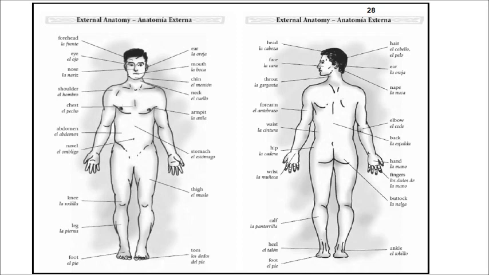And then to the right of the screen, where you're seeing the patient's back, some other terms are head, cabeza, hair, pelo, throat is garganta, forearm, antebrazo, elbow is el codo, back is la espalda, the waist is la cintura, hip is la cadera, wrist is muñeca, hand is la mano, fingers los dedos de la mano, and the buttocks is la nalga. And I would say use that term when you're describing the buttocks because there are a few slang terms that you don't want to use. So definitely use that anatomical term.